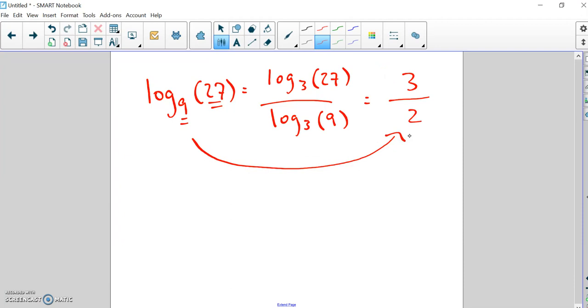So what this property allows us to do with just pencil and paper is it allows us to take a logarithm that might have a fractional answer, and we can figure out exactly what that fraction is by changing the base up just a little bit.